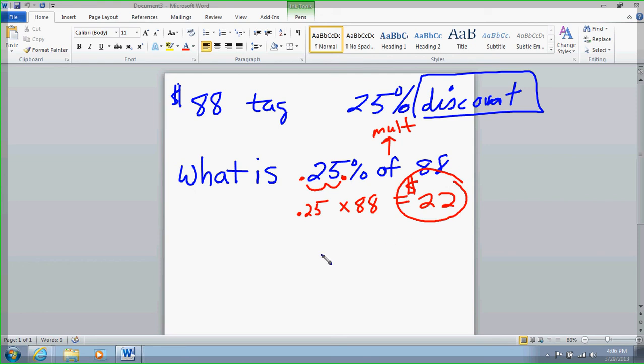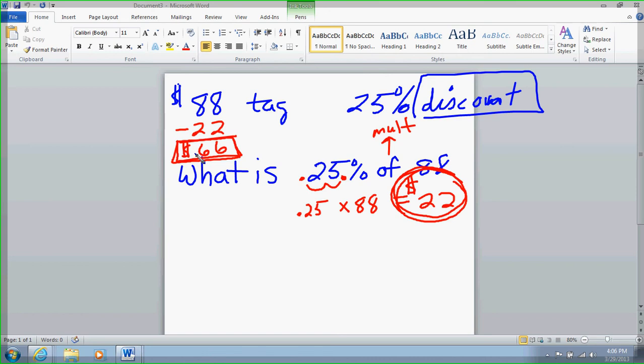But what if they asked you the new price? If they ask you the new price, then you would have to subtract this $22 and get that the new price is $66. Okay? So pay attention to what's being asked. If you were looking for just the discount, that's $22. But if you're asking for the new price, you have to subtract that discount from the original price.